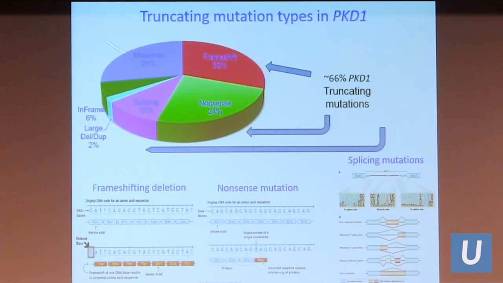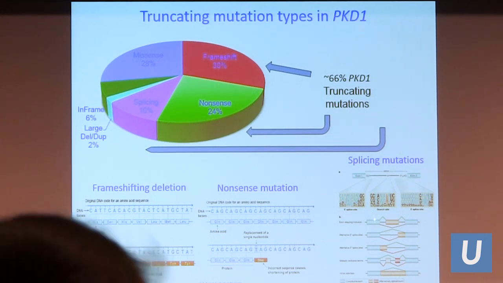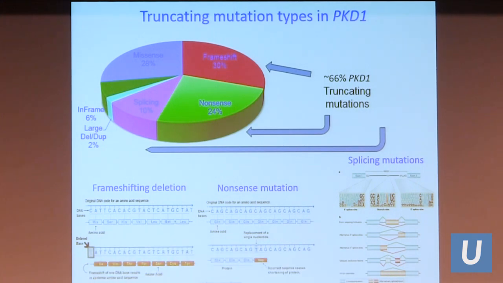So if we look at the different mutation types, and this is of some significance in terms of the severity of disease we see in ADPKD, this is the HALT population, the distribution of the different mutation types in HALT. And we can see about 66% of them are predicted to truncate the protein. That means they either have a frame-shifting deletion or insertion, they insert a nonsense mutation into the sequence, or they alter the little sequences at the end of the intron, which alters the way that the gene is splicing.